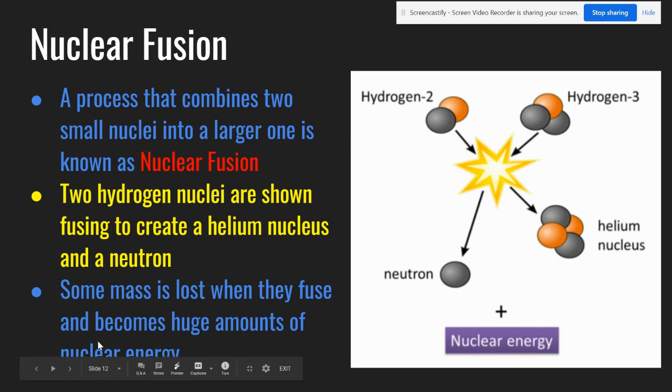Okay, fusion is when we combine 2 small nuclei. Okay, so here's an isotope of hydrogen, here's another one. We combine them together, and that's making a new element. So it's a helium nucleus, and it releases that extra neutron that was on this hydrogen 3. It also releases a large amount of energy. So because this neutron gets released, it becomes that energy.